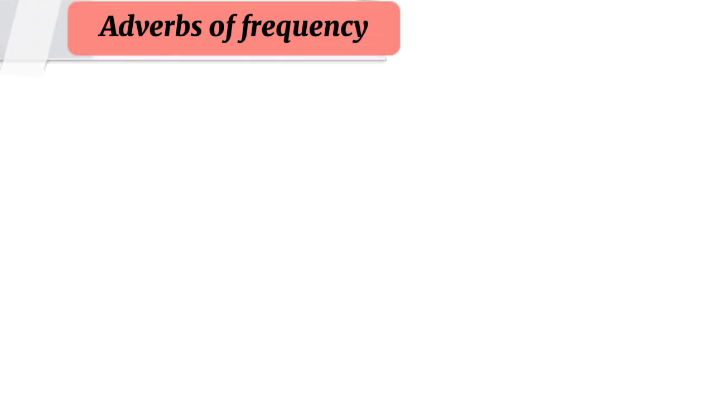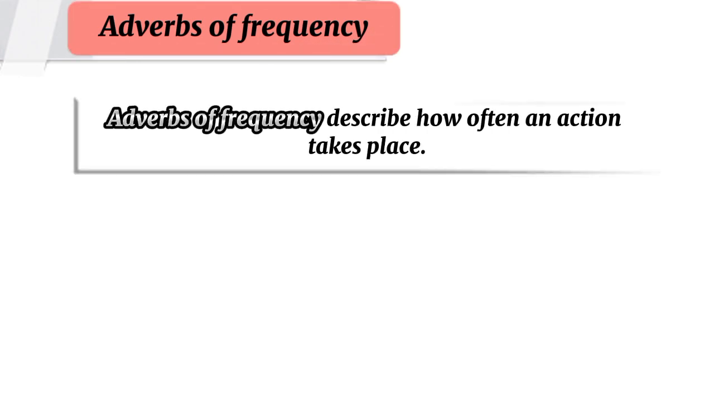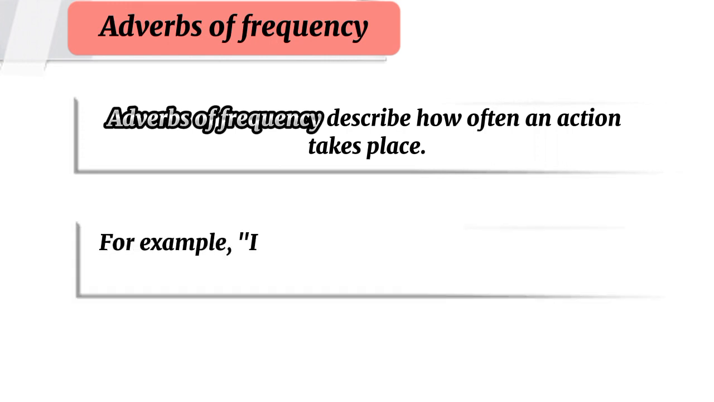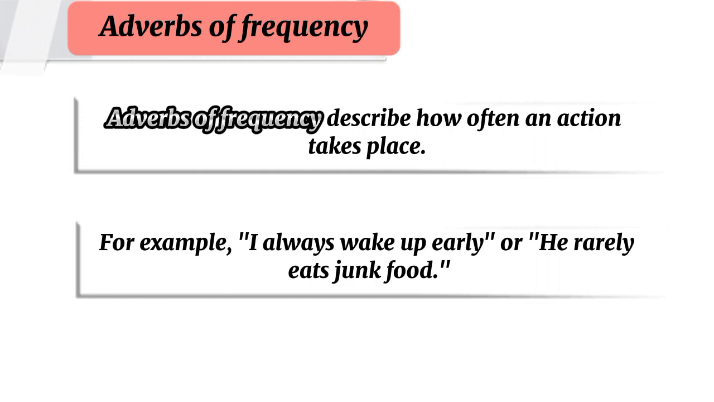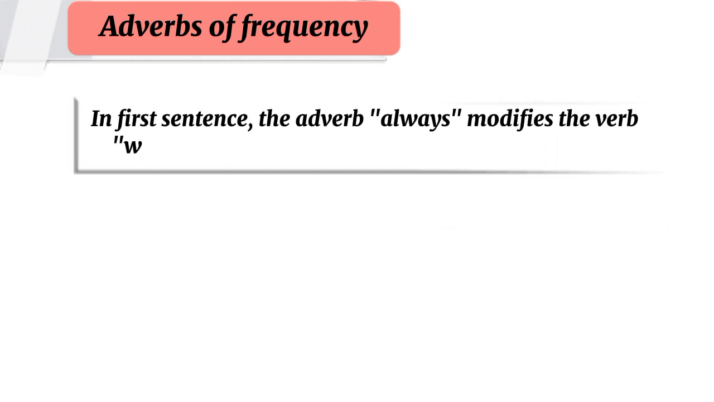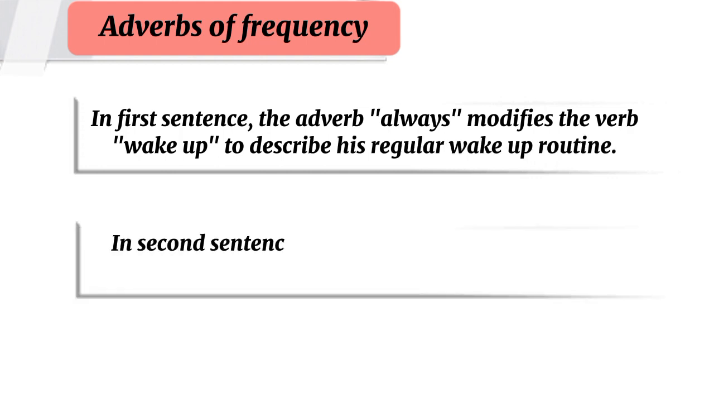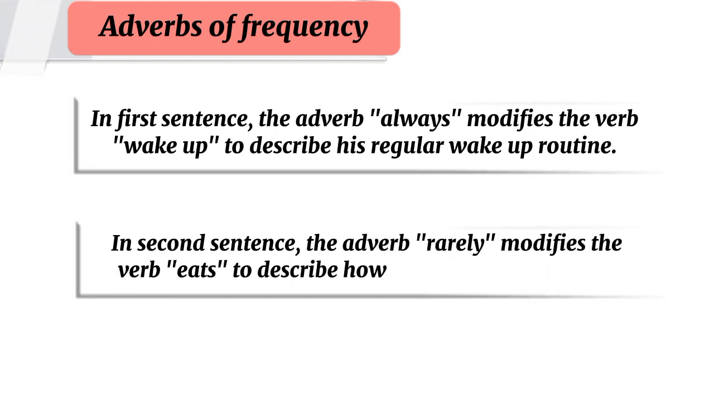Adverbs of frequency. Adverbs of frequency describe how often an action takes place. For example, "I always wake up early" or "He rarely eats junk food." In the first sentence, the adverb "always" modifies the verb "wake up" to describe his regular wake-up routine. And in the second sentence, the adverb "rarely" modifies the verb "eats" to describe how often he eats junk food.